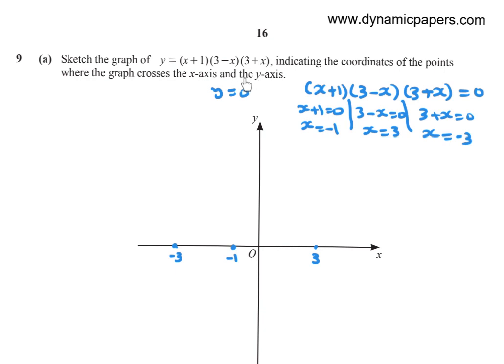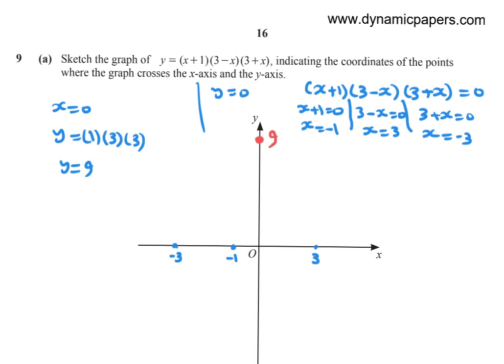To find the intersection with the y-axis, put x equal 0, because any point on the y-axis has x equal 0. So if you put x equal 0, now you have y equals 0 plus 1, which is 1, into 3 minus 0, which is 3, into 3 plus 0, which is 3, so y equals 9. So this means the intersection with the y-axis is at 9. So this is 9.